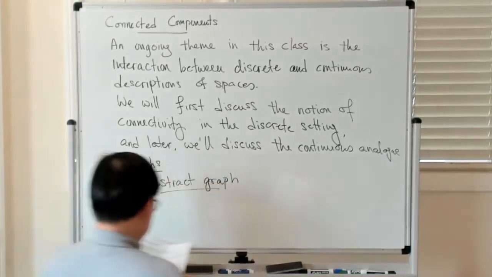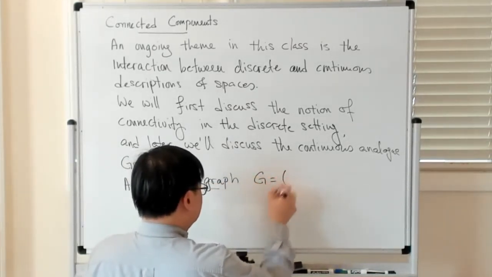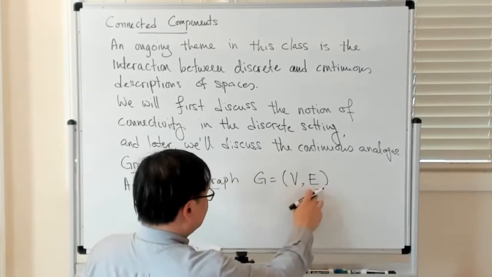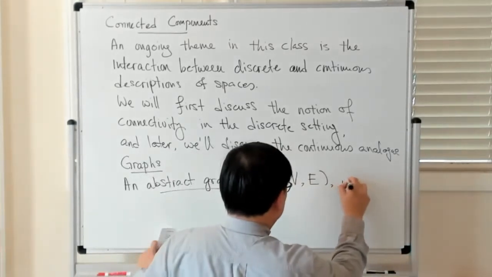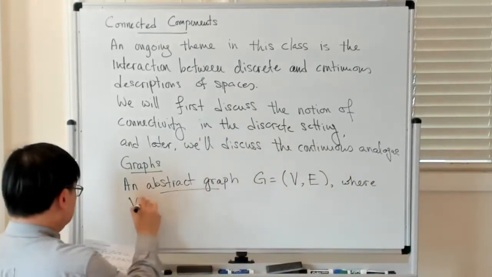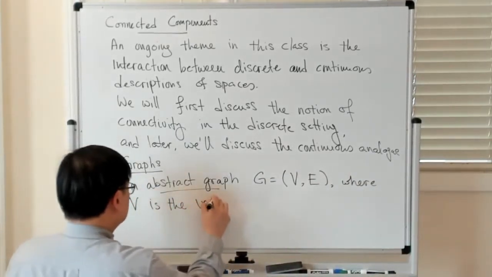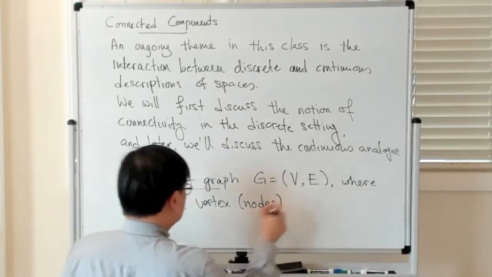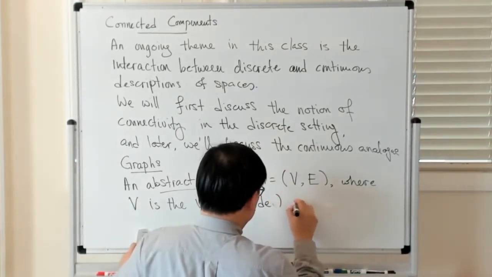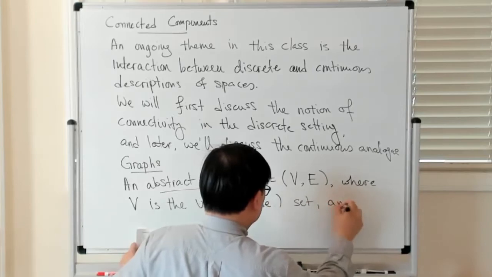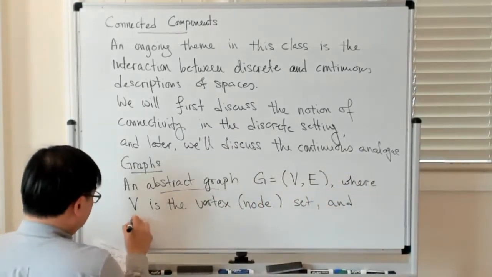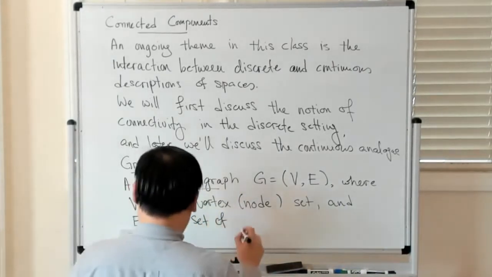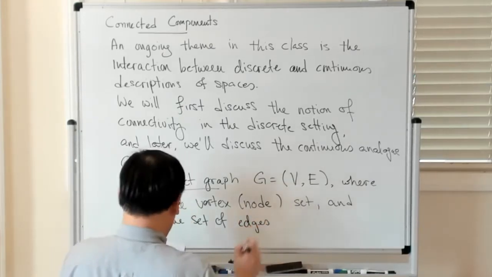is this tuple, denoted G, this tuple of two sets, V and E, where V is the vertex set and E is the edge set. Sometimes vertices are also referred to as nodes. Okay, and E is the set of edges connecting the vertices.